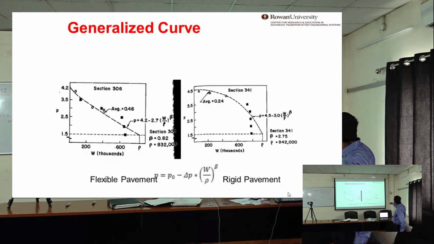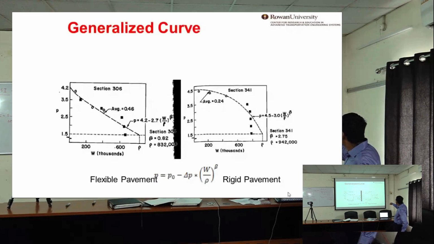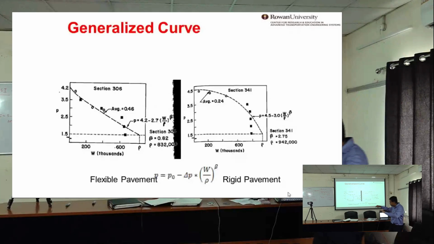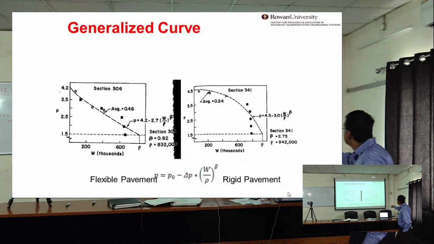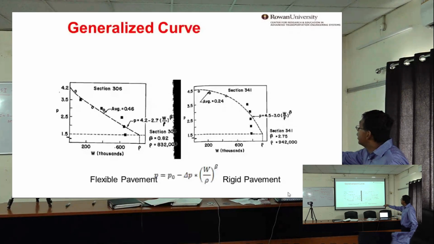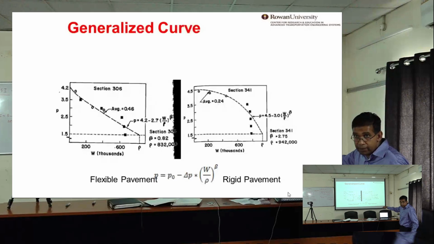Right here, you have another fit going in this direction, 4.5 minus 3.0, and you can see the raw data here. You have 3 data points here, and look at the data points here. So it's not a clear-cut shape, but they fit it between the two sections. Right here, this fit pretty decently.